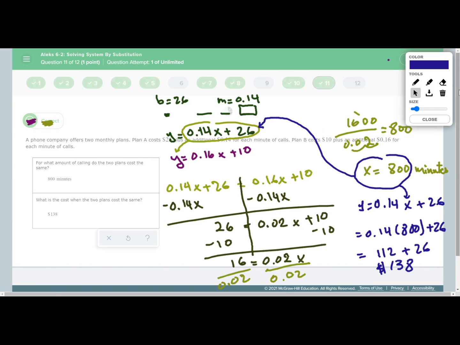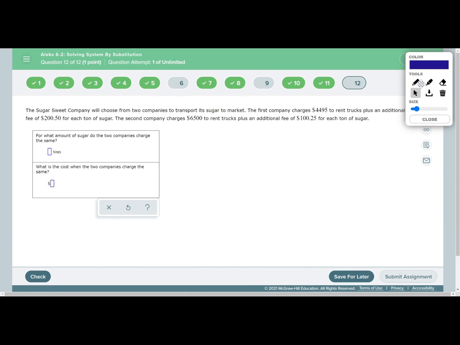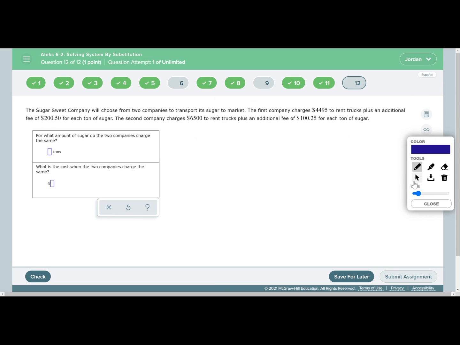Perfect. So number 12 is the last example, but I just give you the equation instead of solving it through, because the steps are exactly the same. The Sugar Sweet company chose two companies to transport the sugar to the market. The first company charged 4,495 to rent the truck plus additional fee of 250 cents for each ton of sugar.